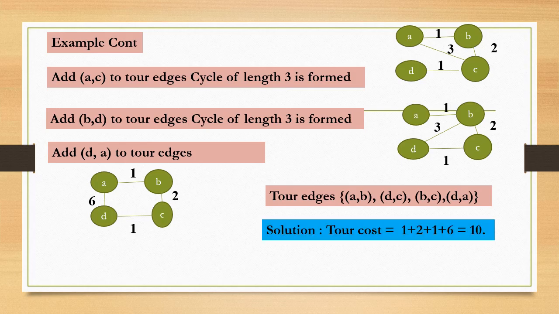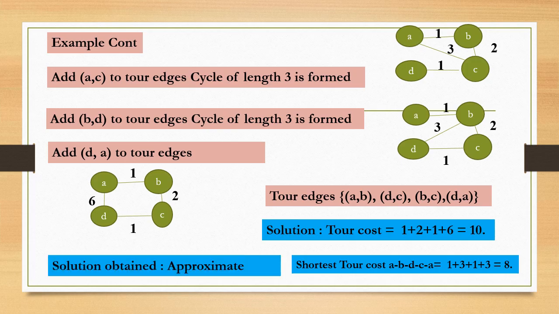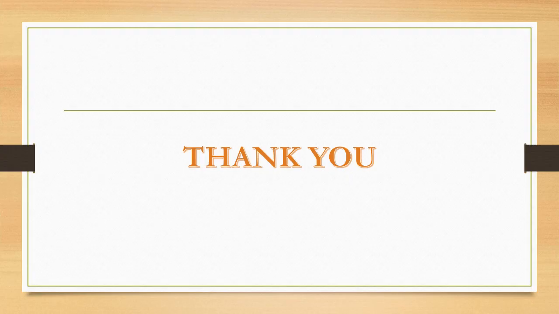The total cost is 10, whereas if we solve the traveling salesman problem exactly, the actual cost is 8. So the solution obtained here, as I said, is from an approximation algorithm, which gives you a solution more or less near to the optimum solution. Hence here it is 10. So this is an approximate algorithm. We will see the nearest neighbor algorithm in the next video lecture.